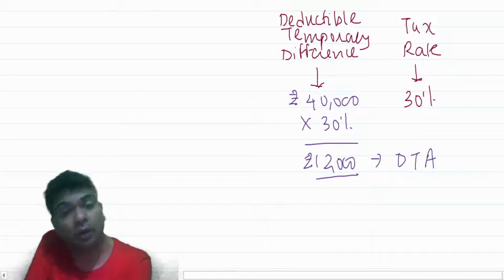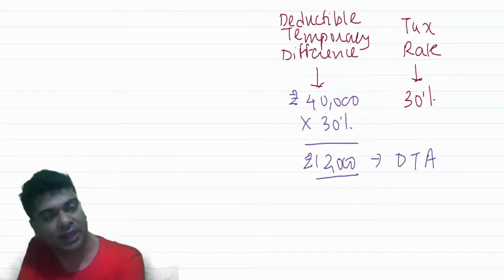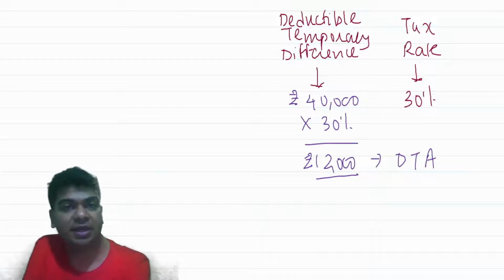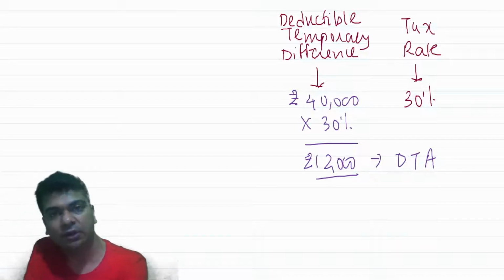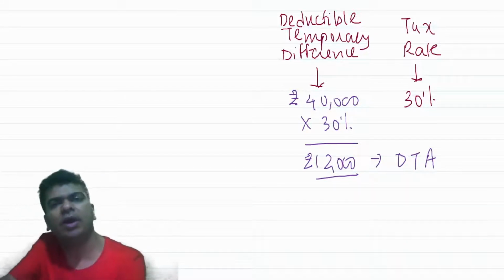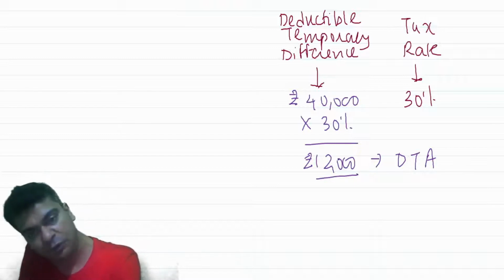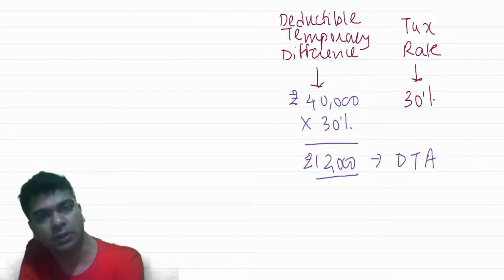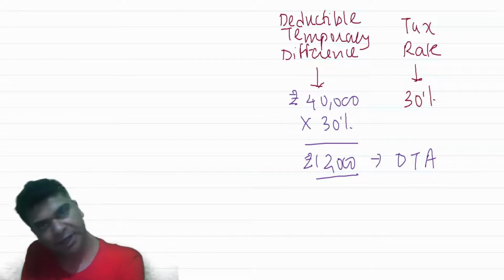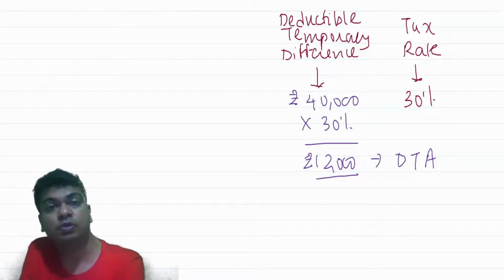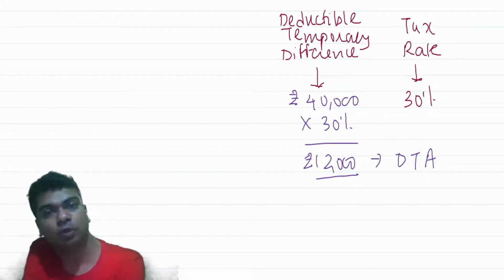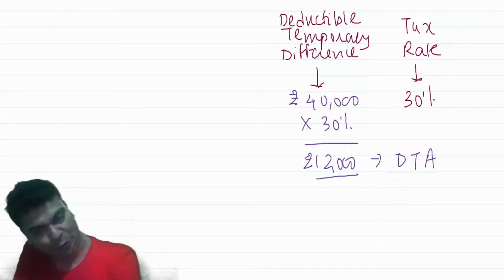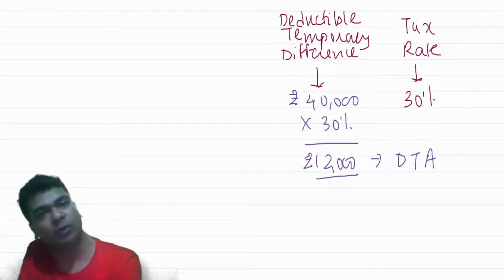But you just cannot go ahead and recognize this DTA. There are certain criteria that have to be fulfilled. Let's try to understand this. When you say DTA is 12,000, that means you are trying to say that in the next year or years, in future basically, you will save tax of 12,000. What is deductible temporary difference? Deductible temporary difference is a difference which will result into lower taxable profit in future. If you say lower taxable profit in future, that means I will save tax. So my calculations are showing that I can save tax of 12,000.